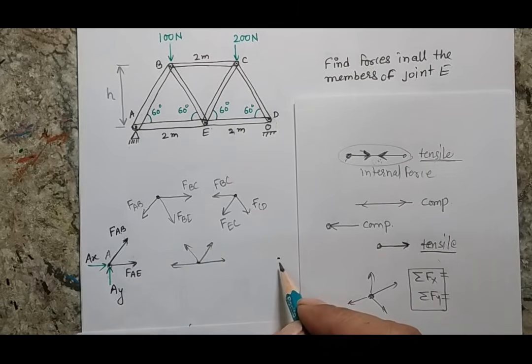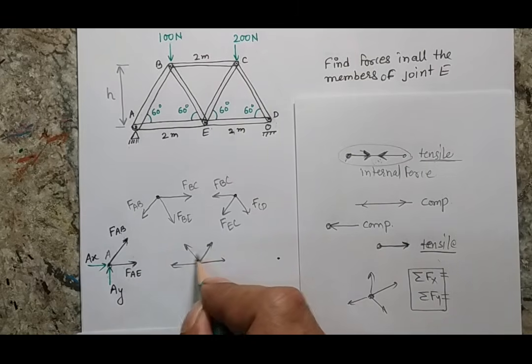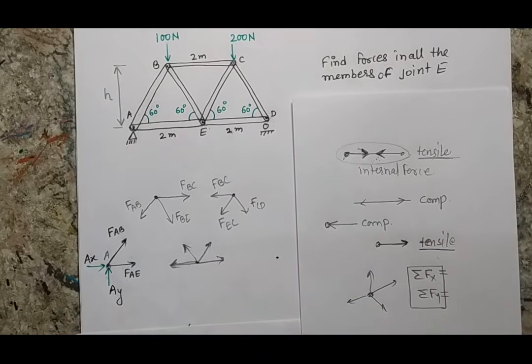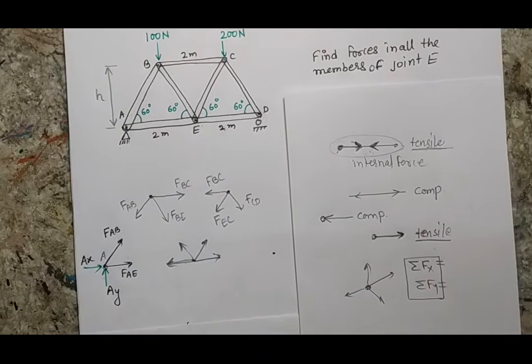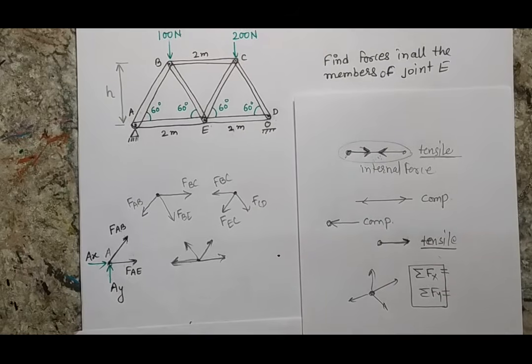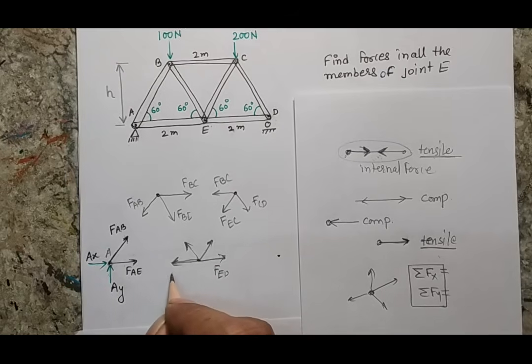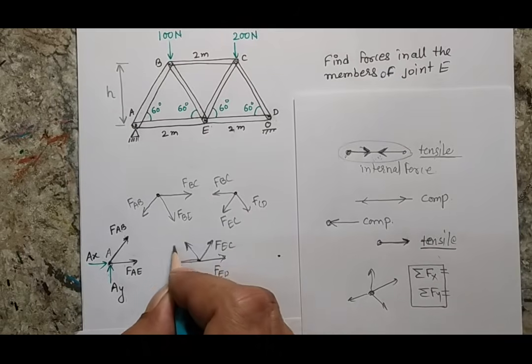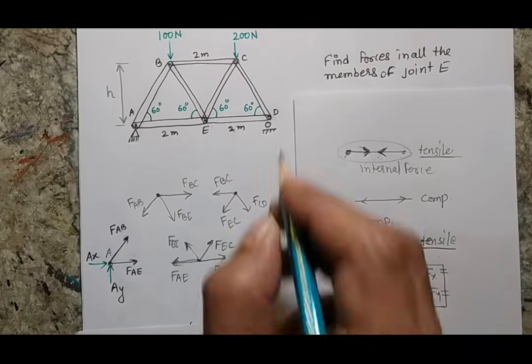Why am I taking all the forces away? Because when you consider only one kind of convention, it will be easy for you to solve the problem every time. Generally, I am generalizing that every time you can take a tensile force, and when you solve, if the answer is negative, it is the compressive force, otherwise it will be a tensile force. So this will be force ED, this will be force AE, this will be force EC, and this will be force BE.